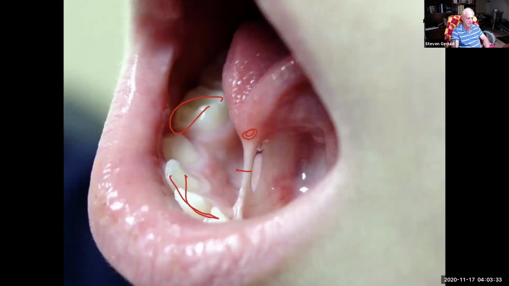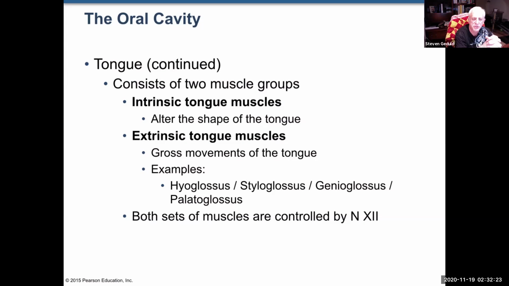It's very easily done. The tongue consists of two sets of muscles: intrinsic muscles and extrinsic tongue muscles. Just like in the hand, you have intrinsic and extrinsic muscles with the same functions. Intrinsic muscles are your very fine control. They alter the shape of your tongue. You can make a U, you can make an S, you can twist it around. Your extrinsic muscles are your force, your gross movements, like the hyoglossus, the styloglossus, the genioglossus, and the palatoglossus muscles. It's the same situation as the hand. Both sets of muscles, the intrinsic and the extrinsic, are controlled by the 12th cranial nerve, the hypoglossal nerve.